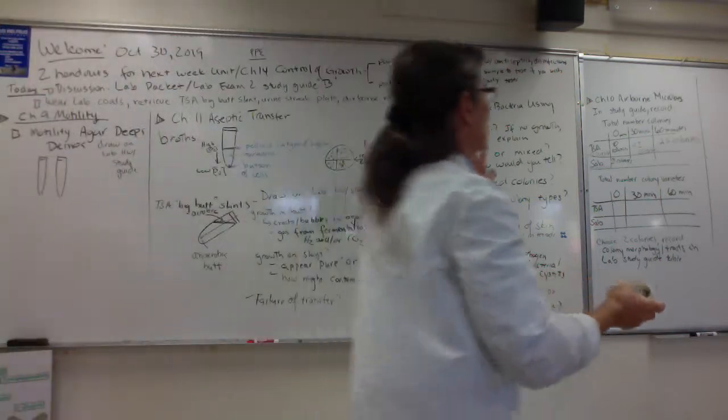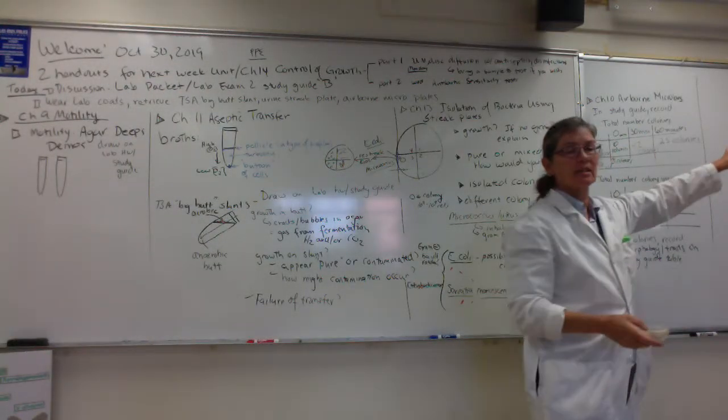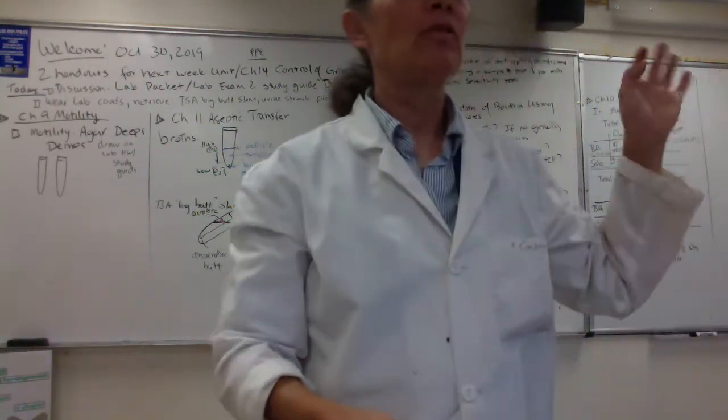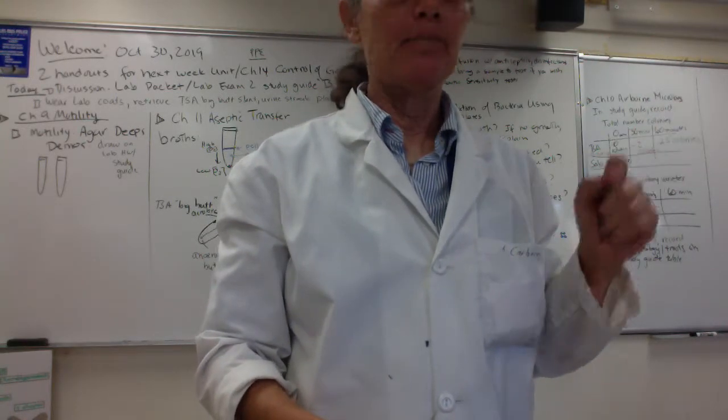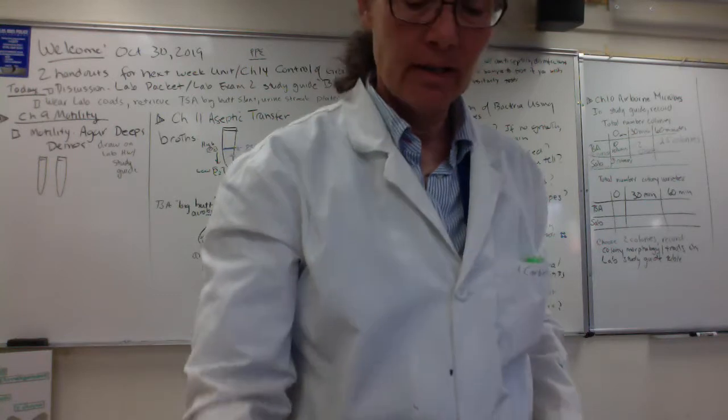Okay, so folks, first count the total number of colonies for your SAB 30, SAB 60, TSA 30, TSA 60.